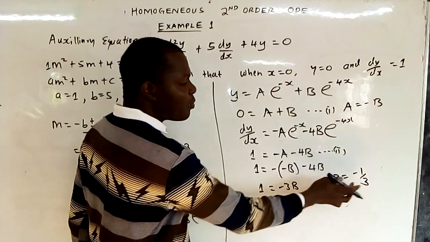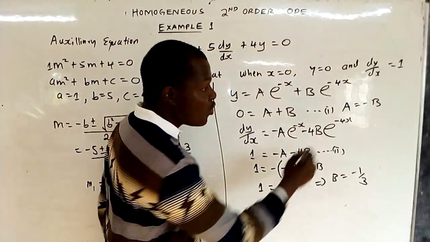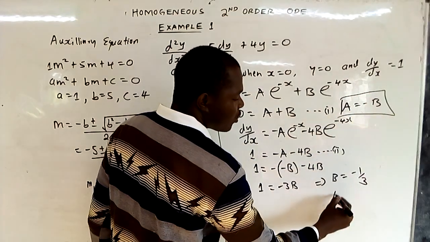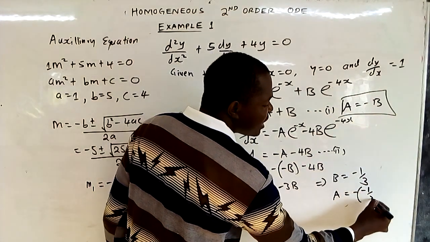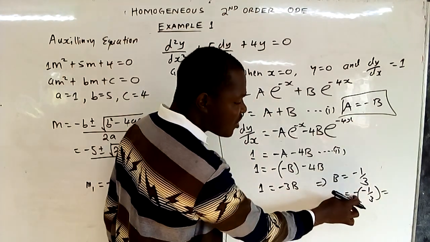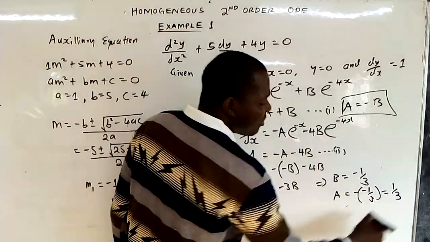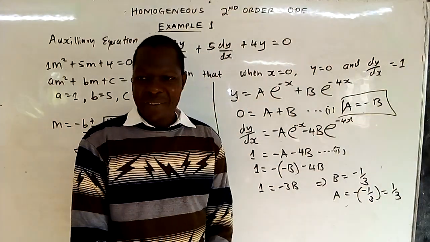So once you found b to be negative 1 over 3, what is your a? Your a is negative b. So a is going to be negative of negative 1 over 3. Negative 1 over 3 is b, so that is negative b, isn't it? Negative times negative is positive, so you get a to be a third.